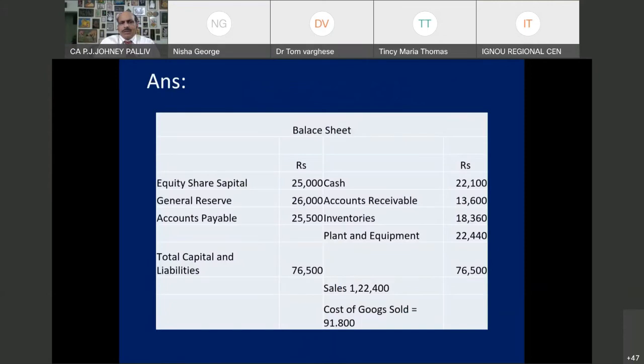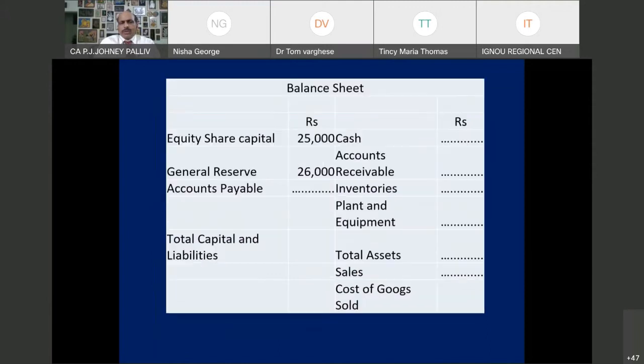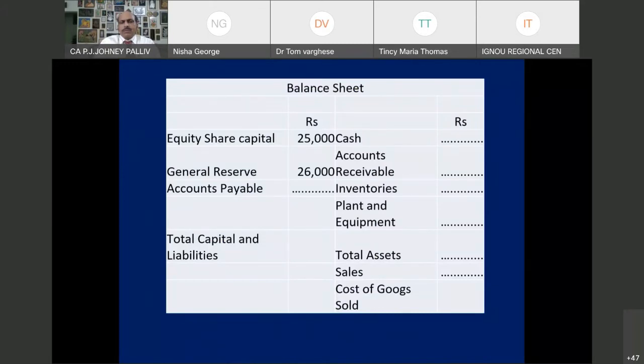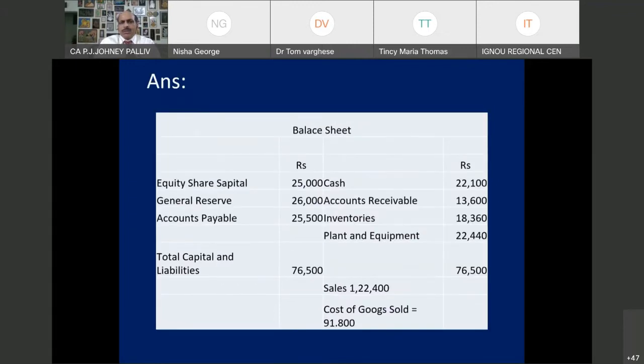So, in the balance sheet, accounts payable is a debt, amount payable. Therefore, 25,500. You can see the liability side of the balance sheet, equity share capital is given, general reserve is given, accounts payable is not given. Therefore, assuming that debt is towards accounts payable, the amount is 26,000 plus 25,500 plus equity share capital, that is the total of the balance sheet. So, the total of the balance sheet is 76,500, by putting the accounts payable as debt, 25,500. Therefore, the liability side is completed.